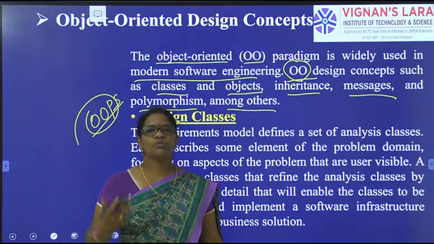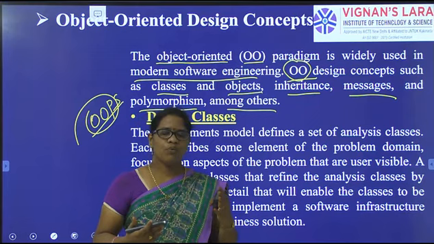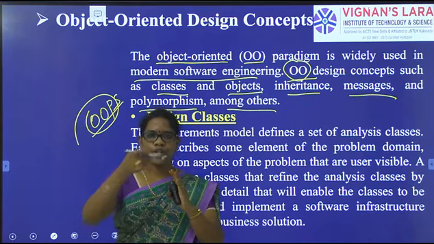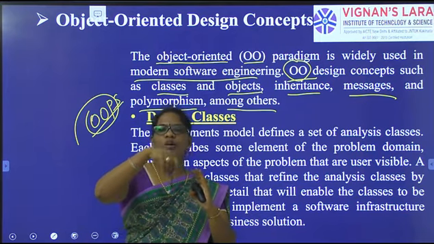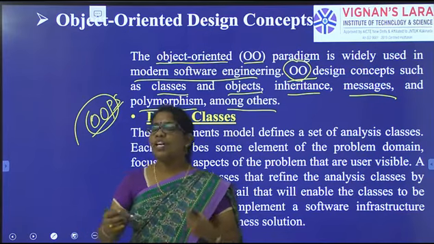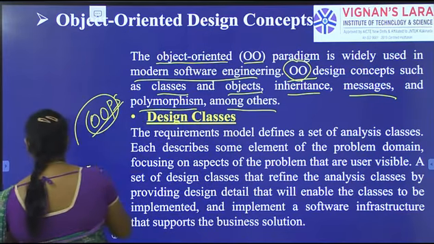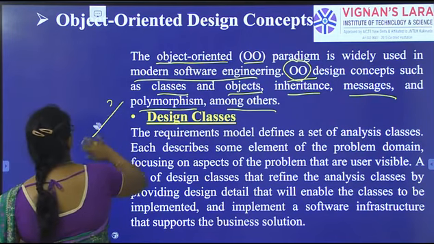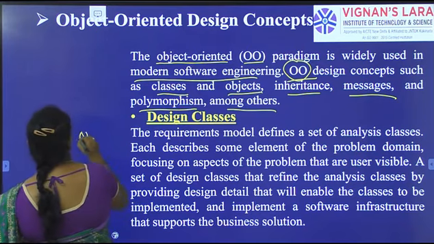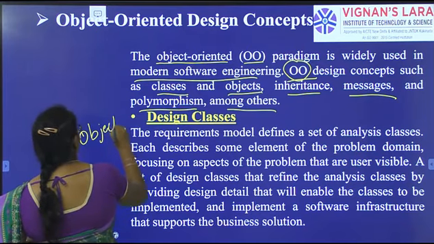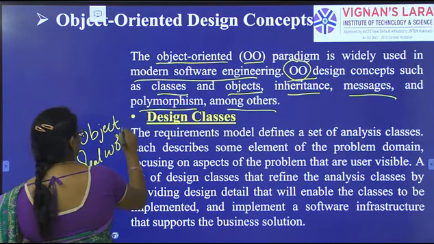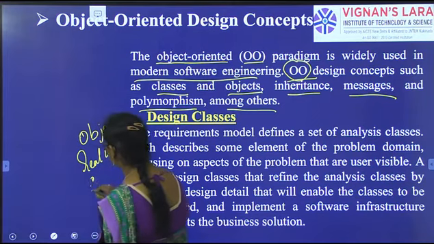What is object? What is orientation? Whatever the class or whatever the things you have defined, all of them revolve around the object. Basing upon the object, the overall process will be done. So that is object-oriented. So what is an object? An object is nothing but a real world entity.